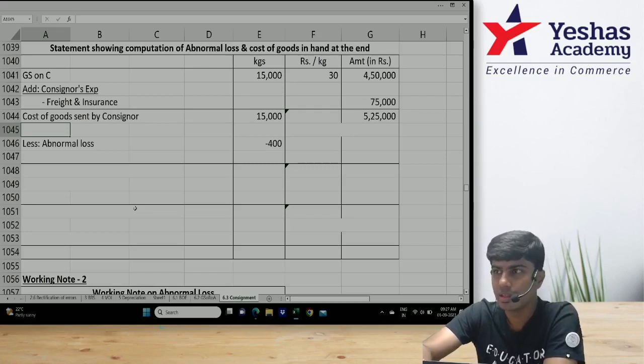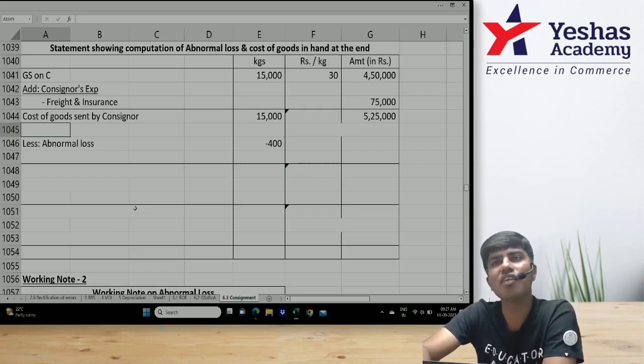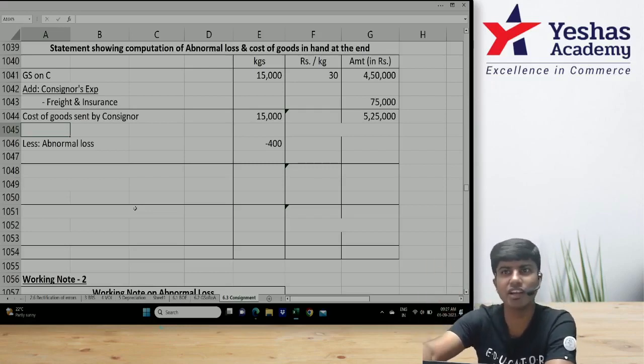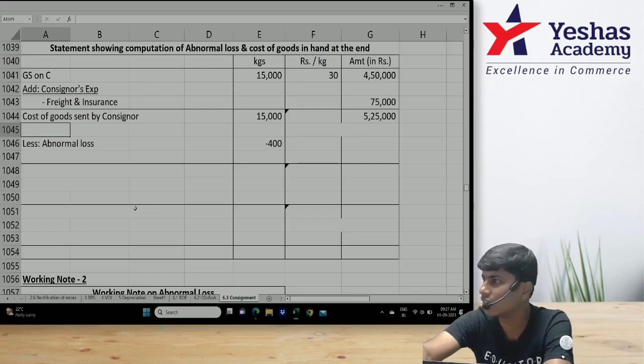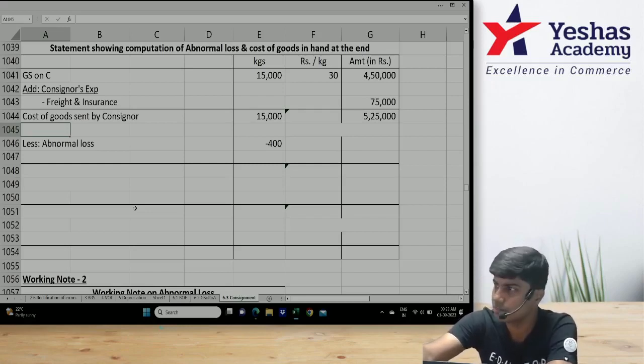If you want a simpler logic: if you first do normal loss, the per unit rate will increase, and the abnormal loss amount will become more. If you do abnormal loss first and then normal loss, the abnormal loss amount will be the same as what's given in the question. It will not be a new amount that we find. So we will continue to do abnormal loss first and then normal loss. Did you all get this?